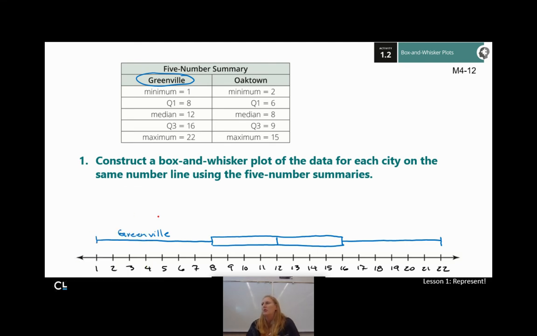All right, I'm going to grab another color. Let's grab a red. That sounds good. And let's do Oaktown now. We'll do the same thing. We'll start by making our little vertical lines, and then we'll draw our box and our whiskers. Now our minimum is at 2. I'm going to put it right above Greenville, because I do want to compare them.